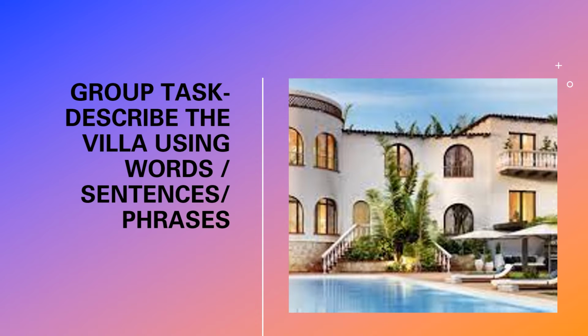So expose them to words associated with 5 senses. It's activity time in the second session. Divide the class into groups and ask them to describe the villa using words, sentences, or phrases of their own. Now make it more interesting and challenging. Give them a situation that supposing you are a property dealer and you want a good price for this particular villa, how would you describe it to the buyer?